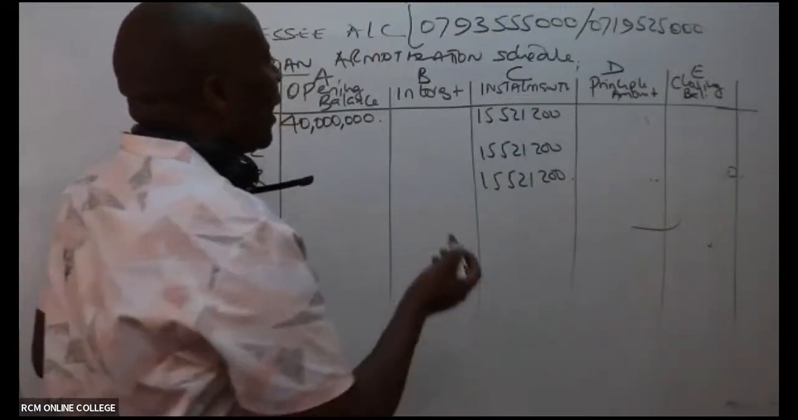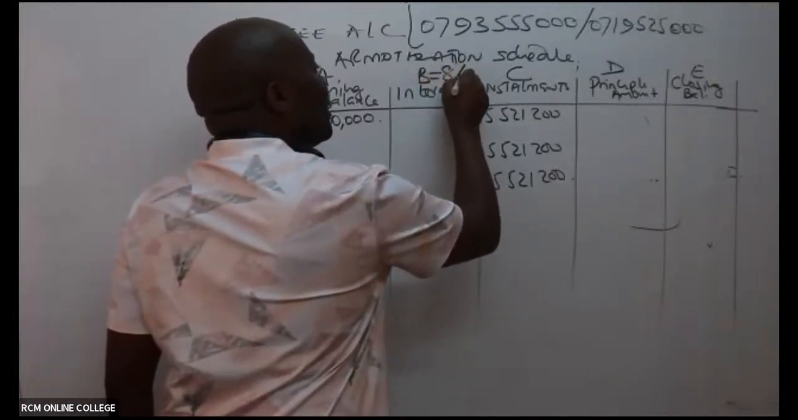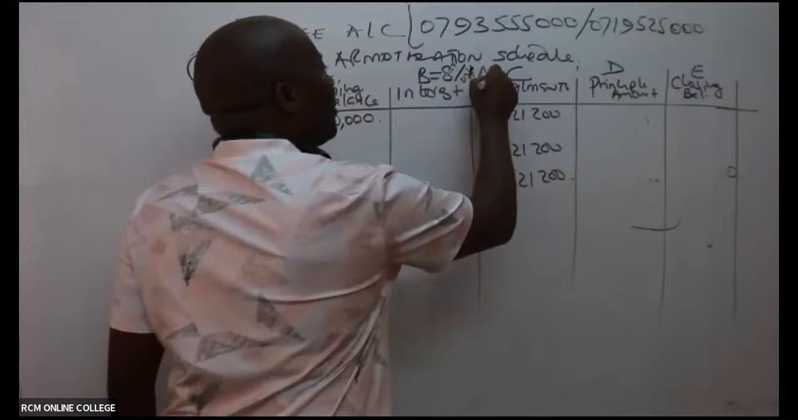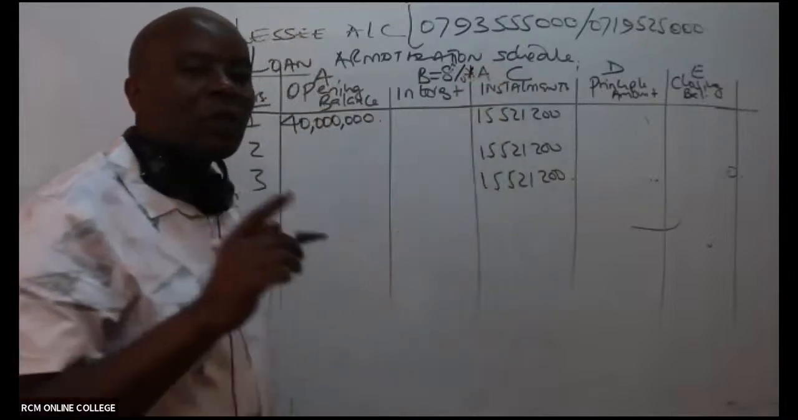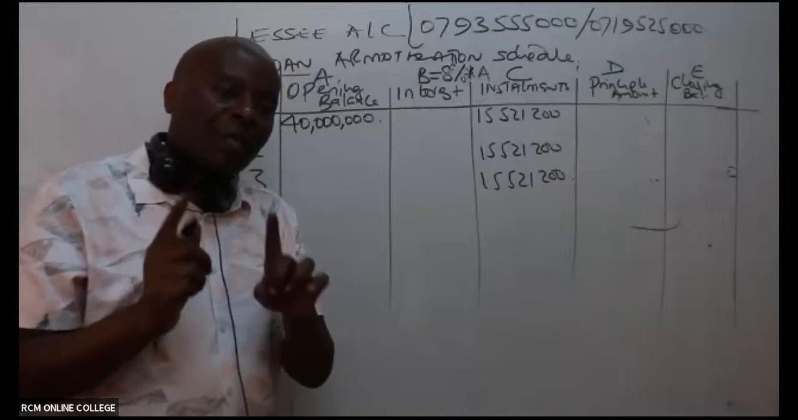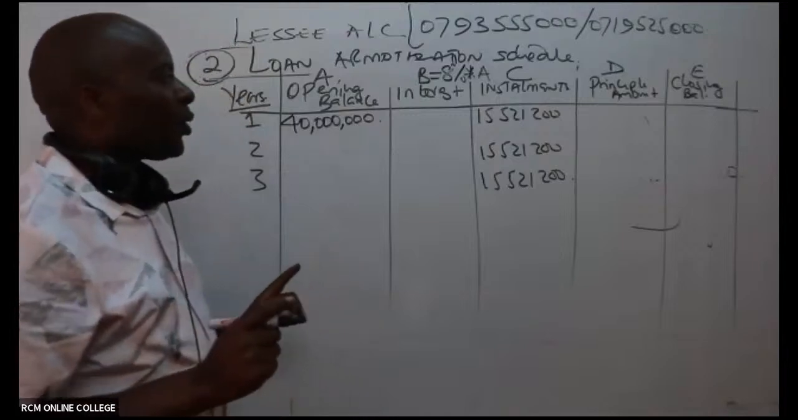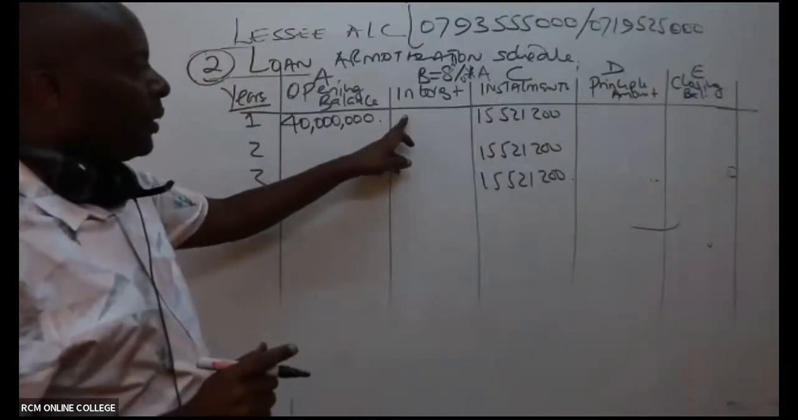Oh, yes. And to get the interest amount, you shall take the rate given, which is 8% times column A. Because remember, interest is normally levied on opening balance. So then can somebody in this case give me this interest amount?